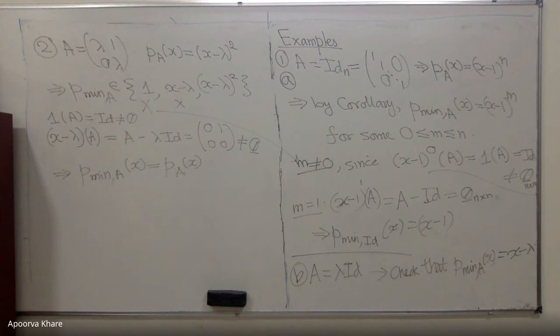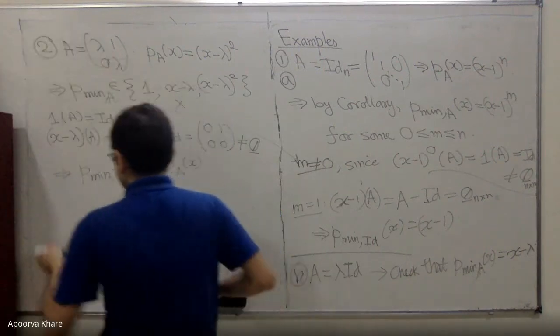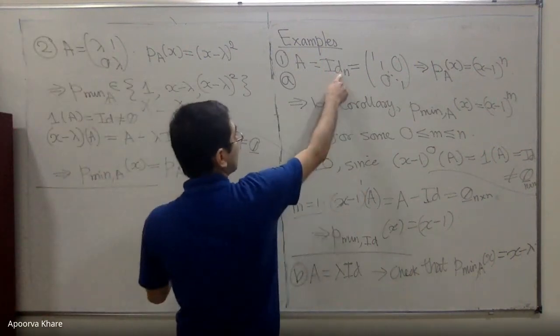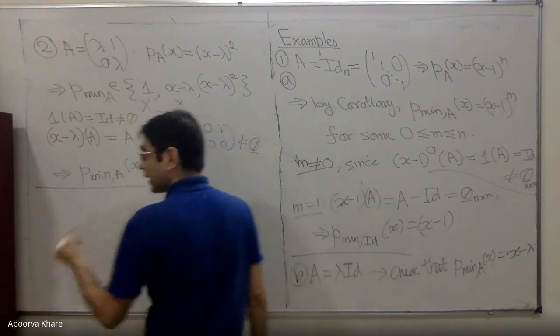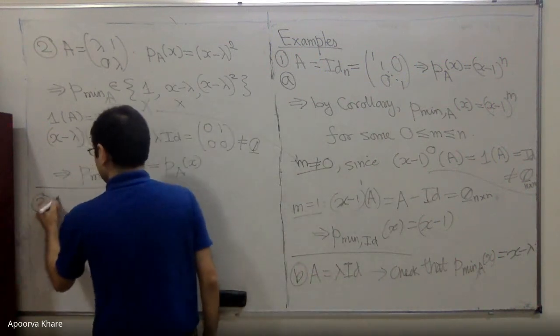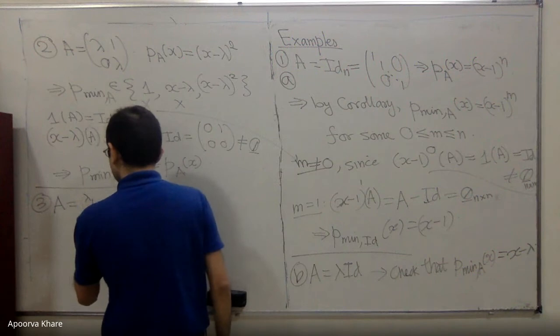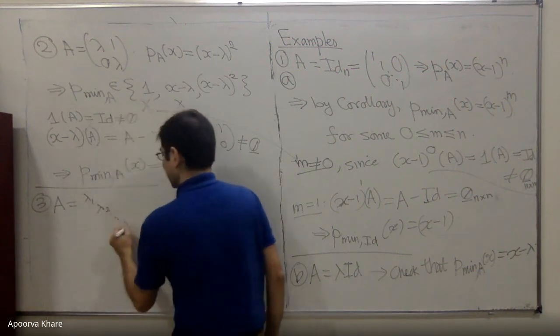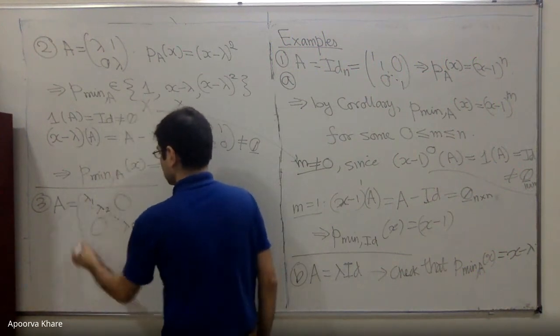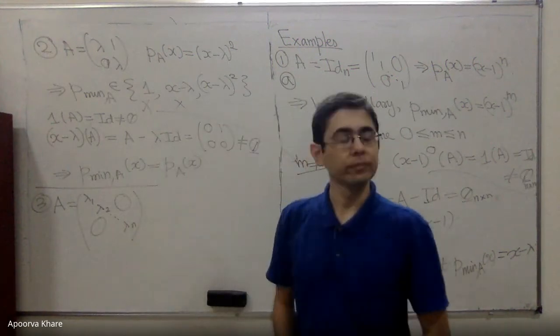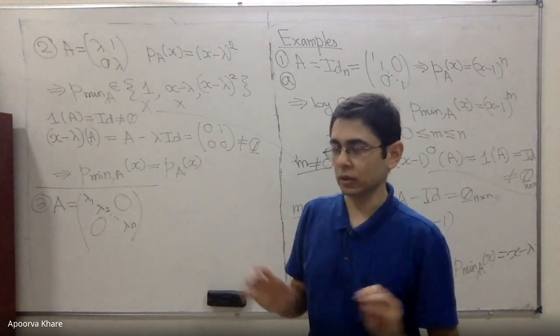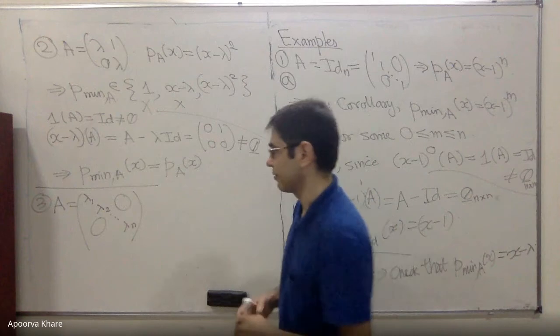Okay, so the third example is a general one. Instead of lambda times identity, let me write down a general diagonal matrix. A equals diagonal with entries lambda 1, lambda 2, up to lambda n, and 0 everywhere else. A general diagonal matrix, where all the lambda i's of course are in F, in the field.